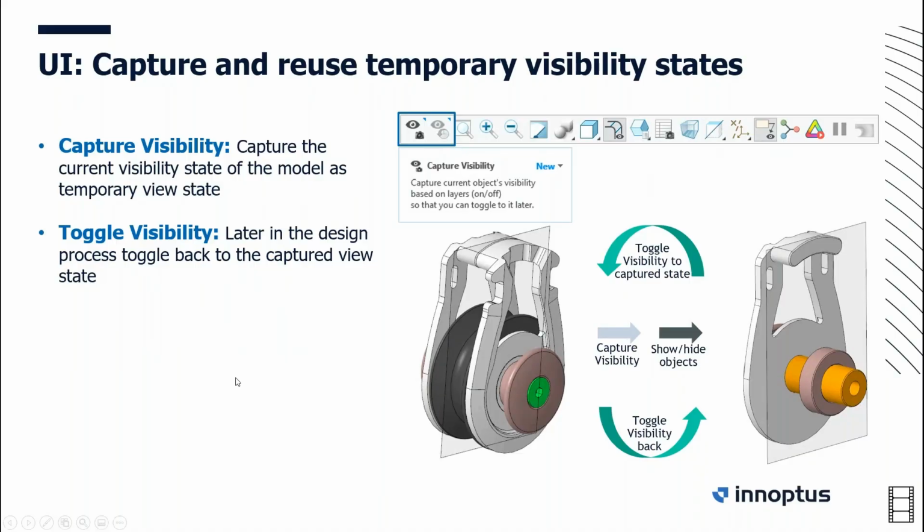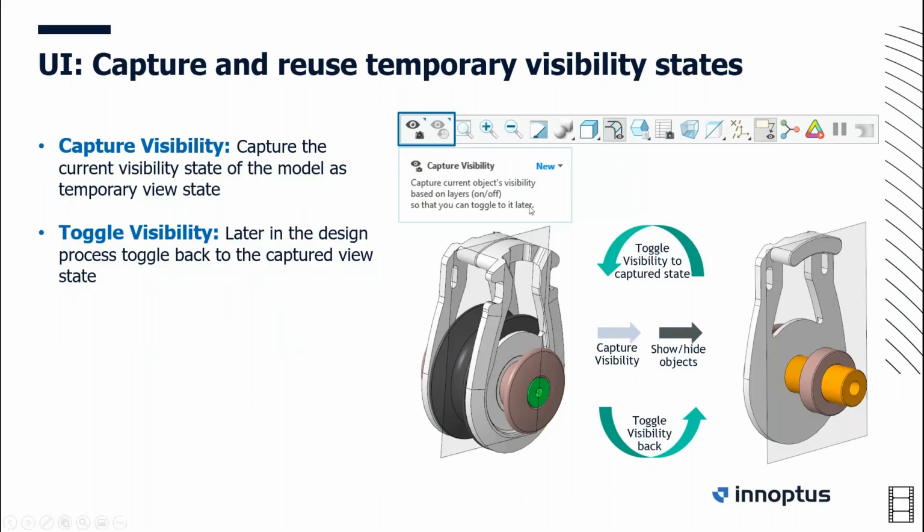Capture and reuse visibility states. I think it's interesting. It's a little getting the flow, how it works. So what we often do is start hiding parts, but we see then that it's in different sub-assemblies and it's a little bit harder to make them visible again.